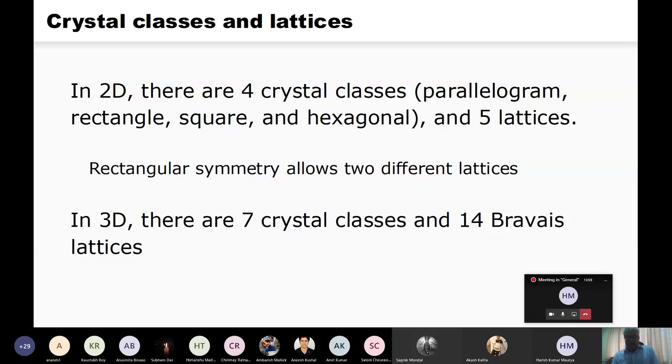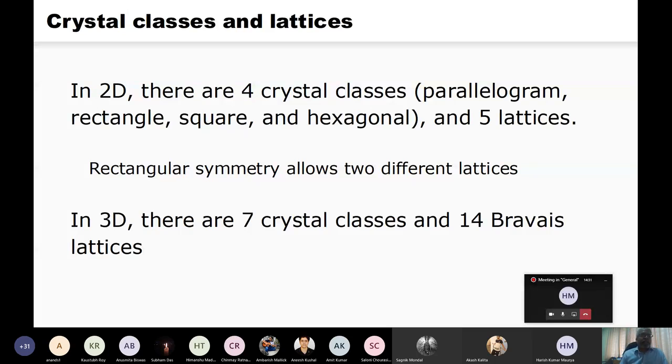That number is a little larger than the crystal classes because the rectangular symmetry allows for 2 different types of lattices with that symmetry. One is the centered rectangle, the other one is just a plain rectangle. So similarly, in 3D, we will see that there are 7 crystal classes. We will enumerate all of them. It's all fairly straightforward. And we will look at the symmetries that they possess. And then there are 14 Bravais lattices, which can be classified into these 7 crystal classes.